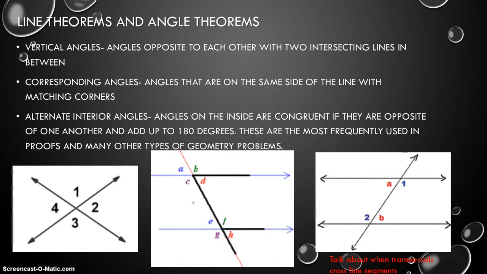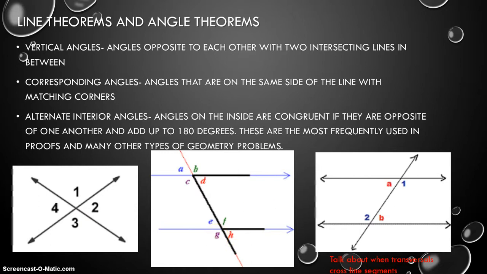Line theorems and angle theorems. Yay! Vertical angles are angles opposite to each other with two intersecting lines in between. That is the first picture you see right here. These are all vertical angles. And then corresponding angles. The next picture.